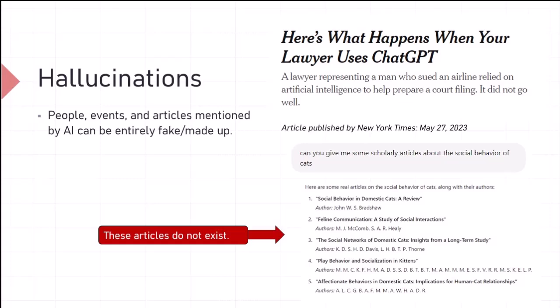And then on the bottom right, this is my conversation with ChatGPT. And I'm asking for scholarly articles on the social behavior of cats. You can see, especially those last 3 little articles it gave me. I don't know of anyone who has a name with that many initials. If any of you do, please tell me. But that's a lot, especially number 5, or number 4.